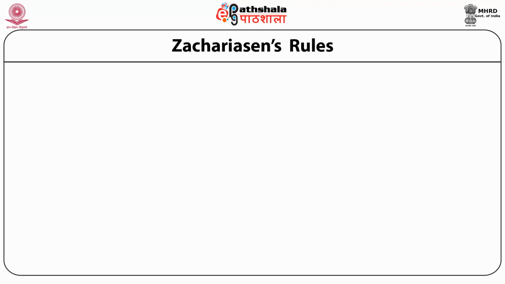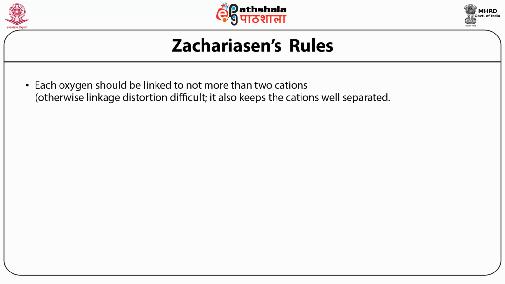Based on this, he proposed that glass formation may occur in an oxide if the following conditions are met. The first condition was that each oxygen ion should be linked to not more than 2 cations. Otherwise, the linkage distortion to give a random network structure would not be possible. Also, there is a need to keep the cations as far apart as possible.